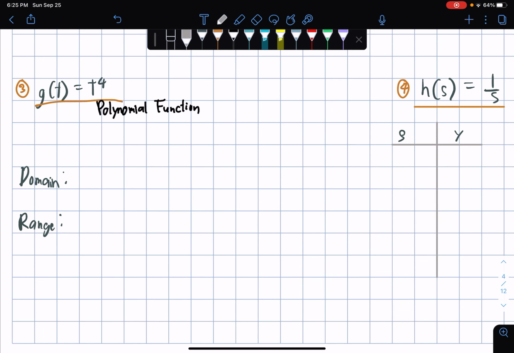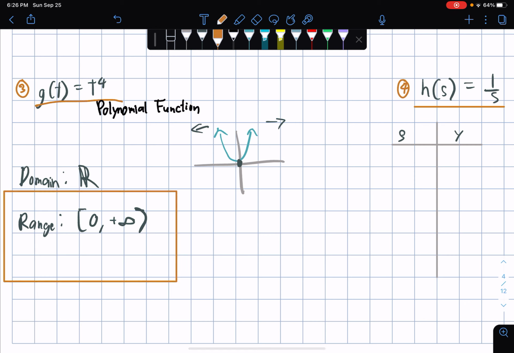Polynomial function. So t raised to 4, the graph is usually like this. For t raised to 4, and for the domain, obviously it's just the set of all real numbers. And for the range, it's basically 0, positive infinity. That's for number 3.